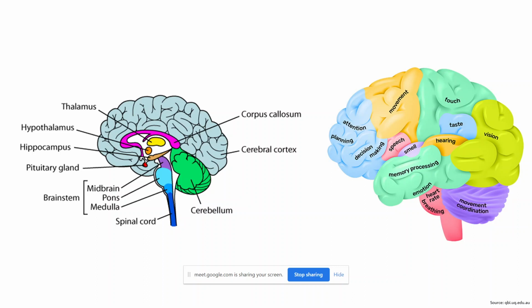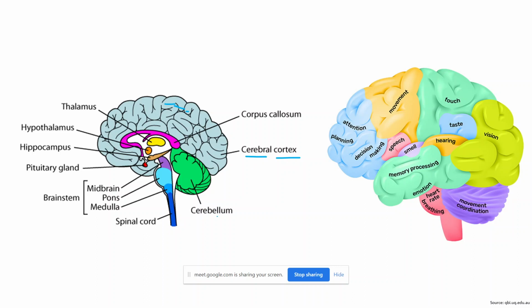So this blue wrinkle part which you are seeing is the cerebral cortex. This cerebral cortex is the largest part of the brain, right? Here on the right side, you can see for each part it's written what kind of function it is involved with. So a part of your thinking, movement, touch is determined by the cerebral cortex.